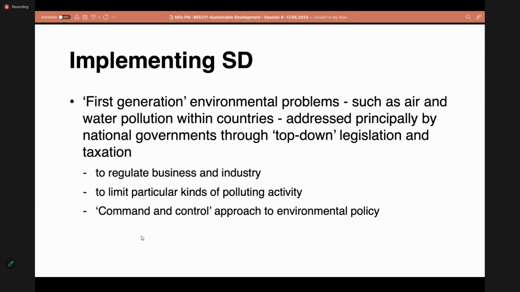So again, coming back to implementing sustainable development, in the middle of the last century, when we were recognizing many of these environmental problems, what we now refer to as first generation environmental problems, so things like air pollution or water pollution within a single country, those things were mainly addressed by national government.